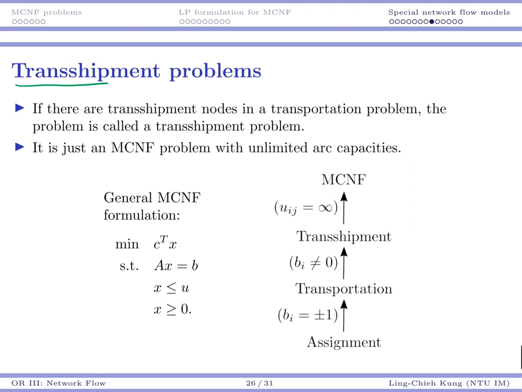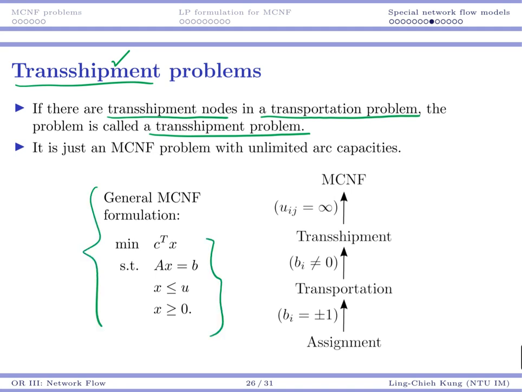The last thing I want to introduce in this video is the transshipment problem. If there are transshipment nodes in a transportation problem, that is called a transshipment problem. I'm going to skip the formulation here. I just want to show you that in general, the MCNF formulation can be looked at like this, and pretty much we have a reduction relationship here.